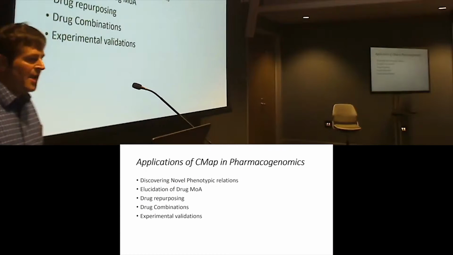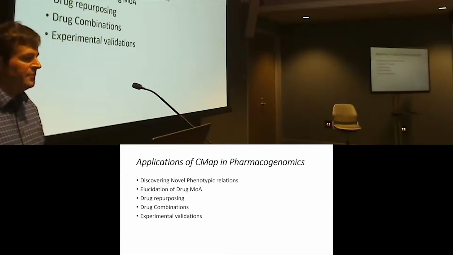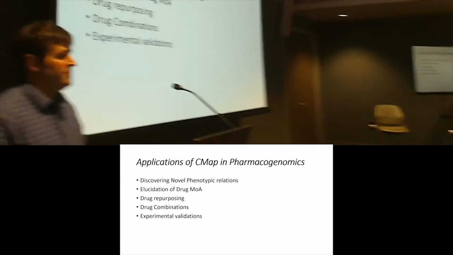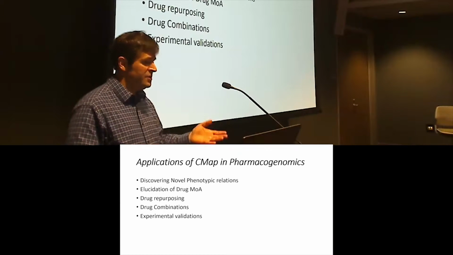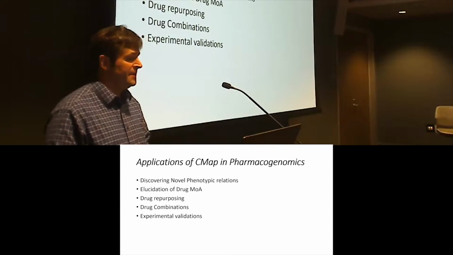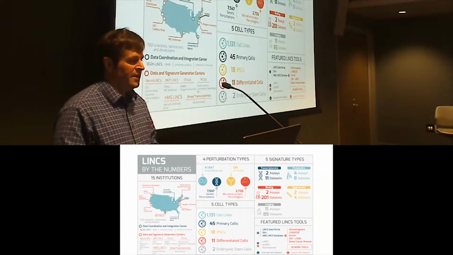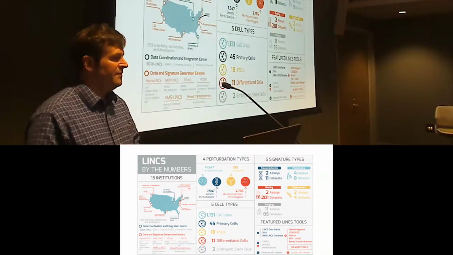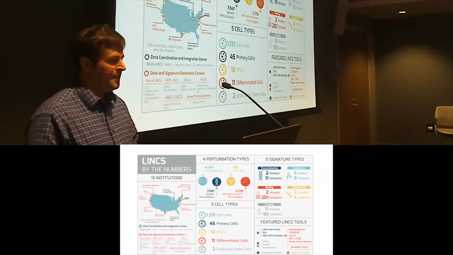So CMAP has been used in pharmacogenomics already. It's been done for novel phenotypic relationships. We've looked at drug mechanisms of action. It can be used for drug repurposing. Also experimenting with combinations of drugs and doing experimental validation. And you've seen this as well. This is the LINCS Consortium, 6 generation centers throughout the U.S. And Mario Medvedovic is one of the key people at the University of Cincinnati where we work.